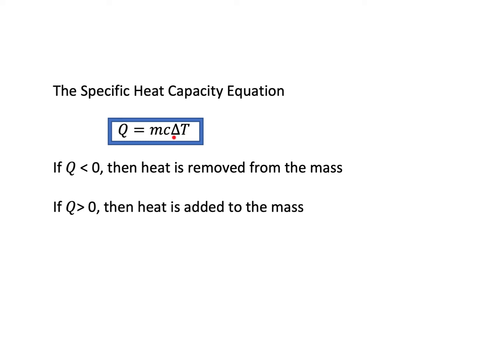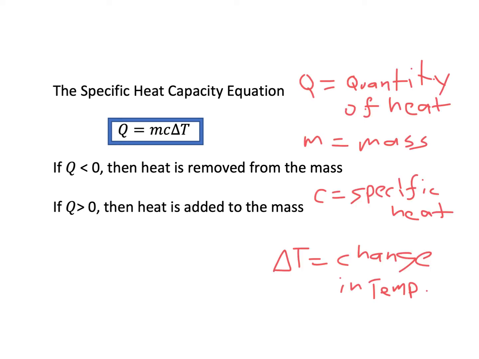Now remember, delta means change in, and in this case, T doesn't stand for time, it stands for temperature. And so this is the mass times the specific heat capacity times the change in temperature. That's what Q is, the quantity of heat.